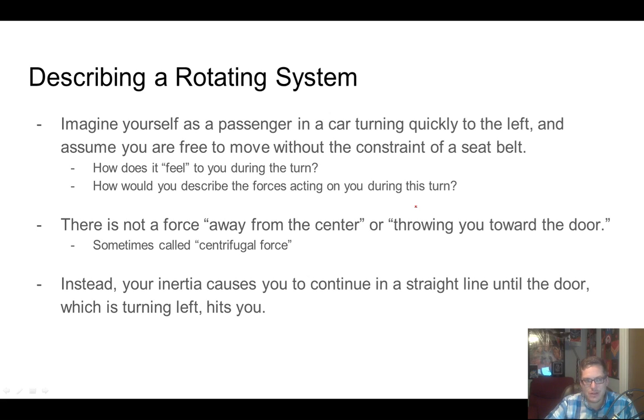So if you ever hear anybody talk about centrifugal force, that's not a real thing. You can show them that it's a false force. It's only centripetal force. You just think you're feeling centrifugal force.